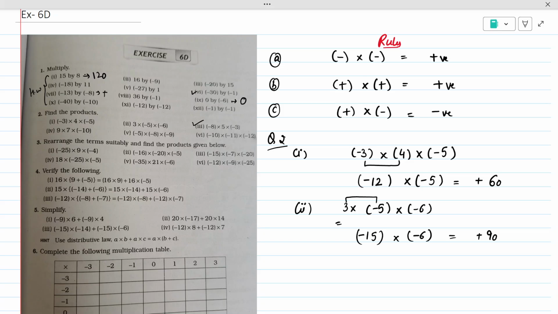Question number third is homework. Question number fourth is homework. Question number fifth is also very easy. Still, let me do this for you. Let's do fifth, and I'm marking sixth as homework.